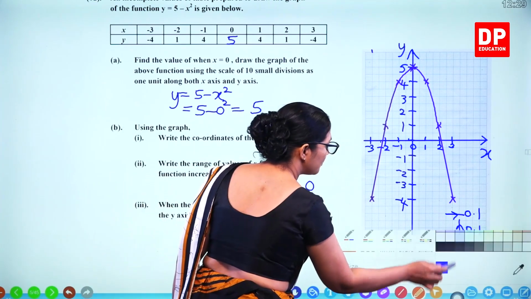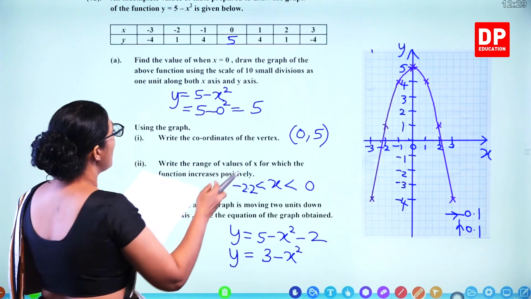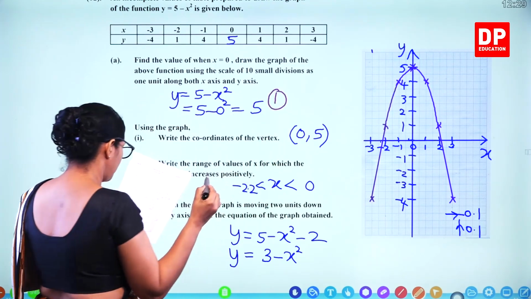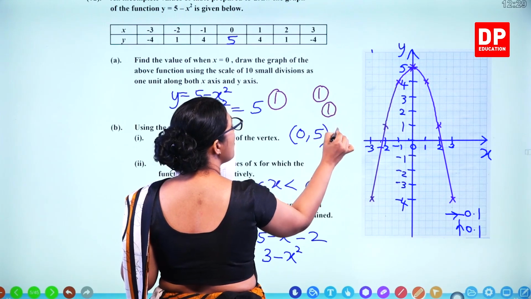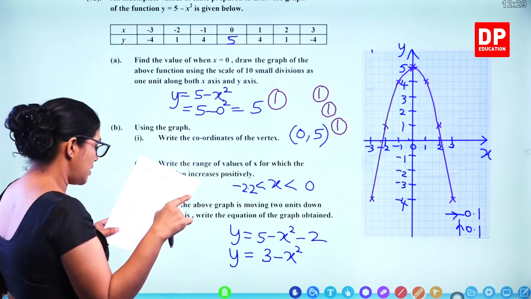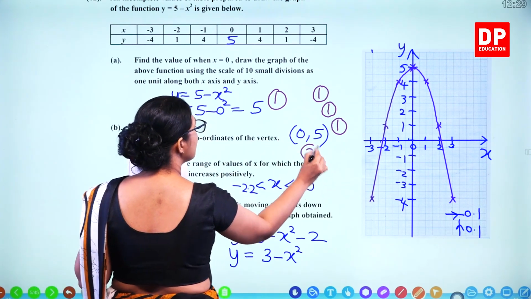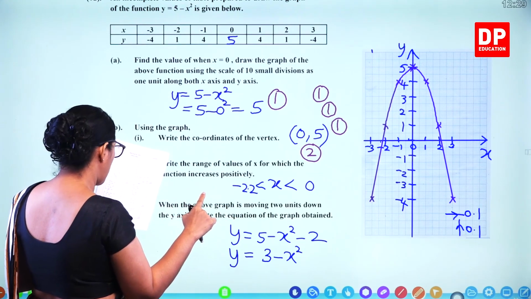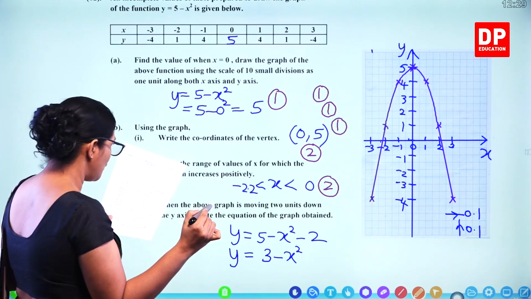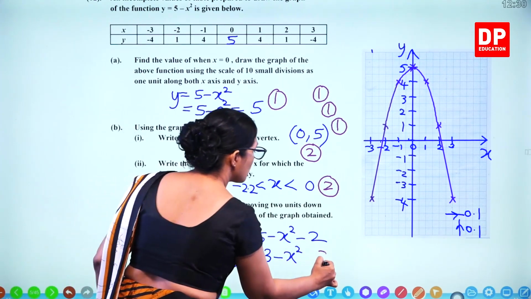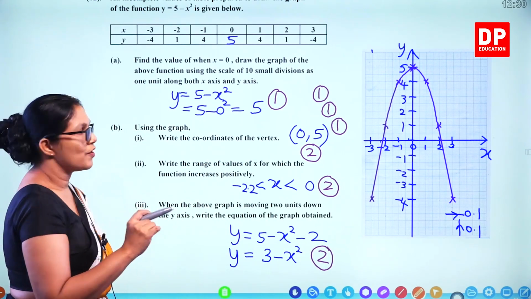So how many marks? You are getting 1 mark here and 3 marks for the graph: 1 mark for the scale, 1 mark for marking the points, and 1 mark for connecting the points smoothly. 0, 5, you are getting 2 marks. And minus 2.2 and 0, 2 marks. And the final one, 3 minus x squared, 2 marks. So let's see whether you get 10 marks. 6, 7, 8, 9, 10. So 10 marks for this question.